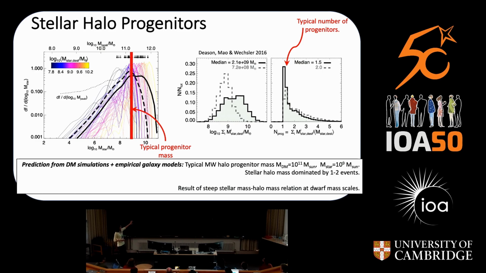So this is a prediction, right? This is just a theoretical prediction of what we should expect for our own Milky Way mass halo. But if you think that maybe 1 or 2 things dominate, the question is, why don't we know what these are? Okay, where are they? It should be quite obvious if one thing dominates all the stellar halo mass around us.